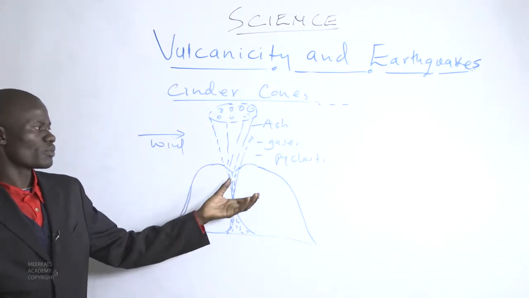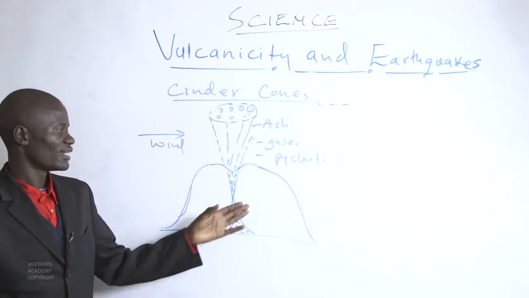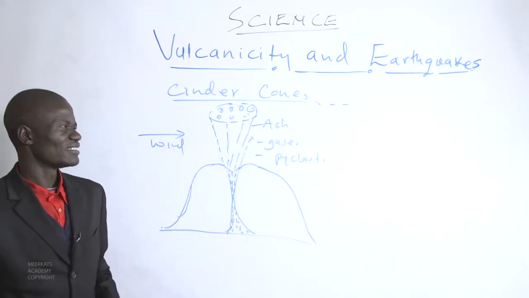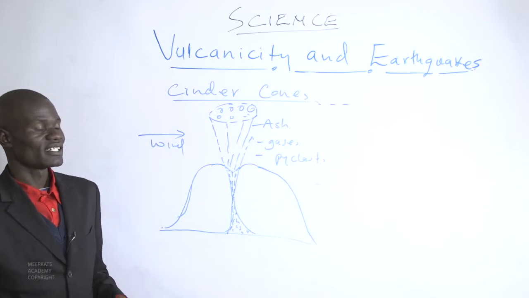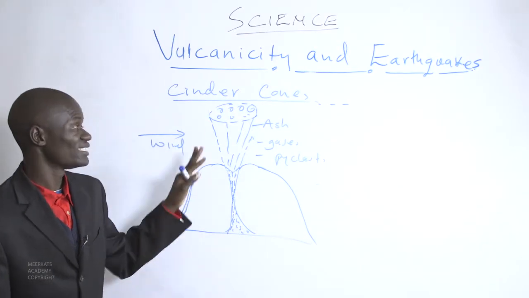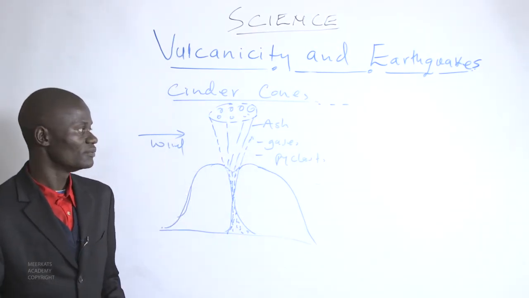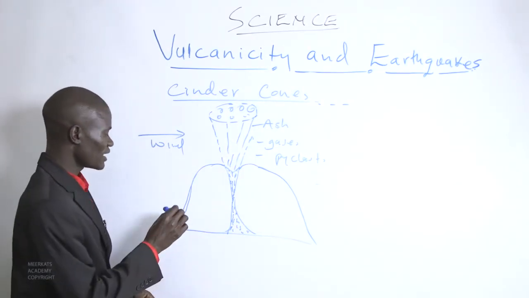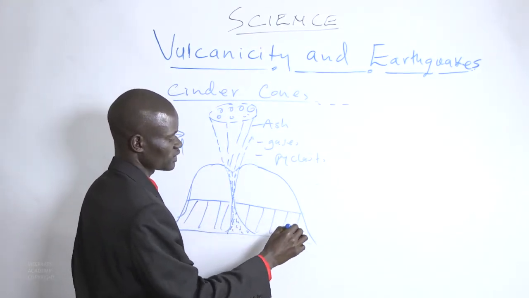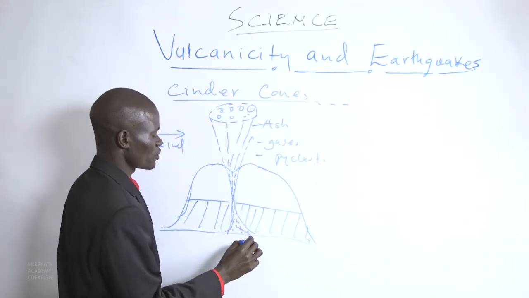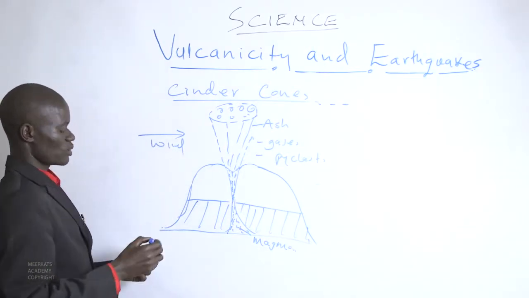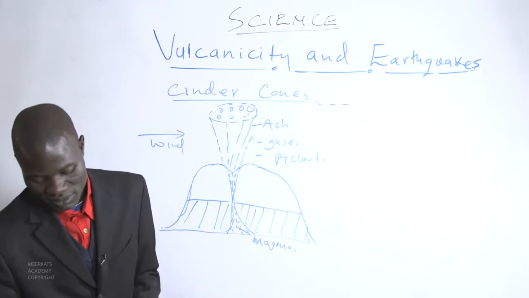Like, you remember Mount Pinatubo, once it erupted around 1985, there was a lot of smoke covering the atmosphere, and sometimes it blocked aircraft from flying until the ash and gases settled down. And that is how it looks. It may just be formed in this nature. These represent the Earth's crust, while this one is magma. This is what we call the cinder cone, and it looks like that.